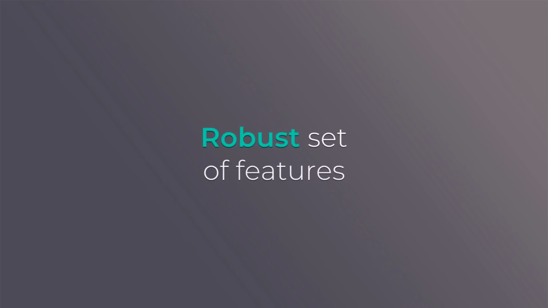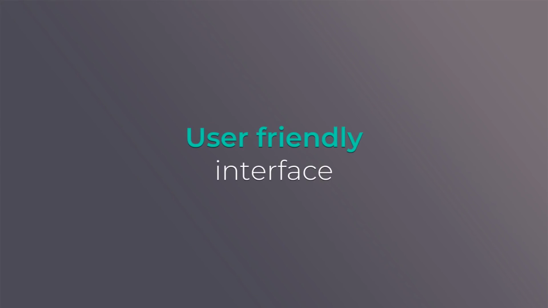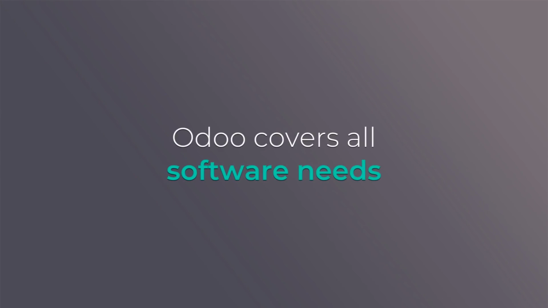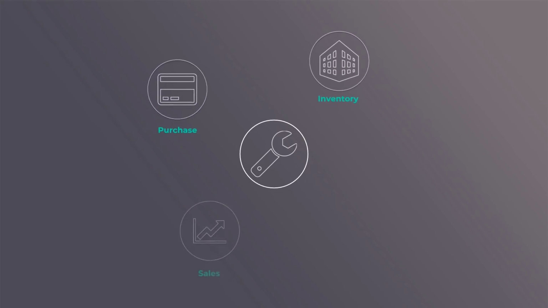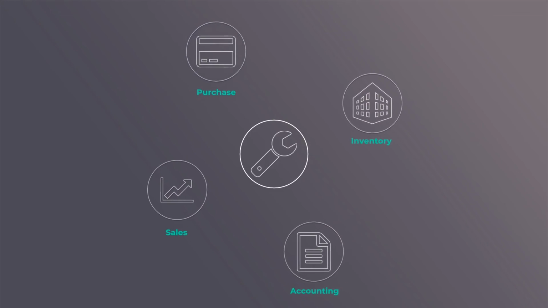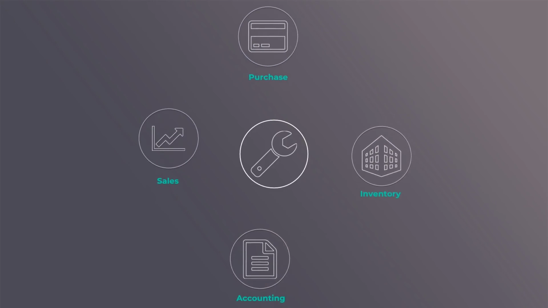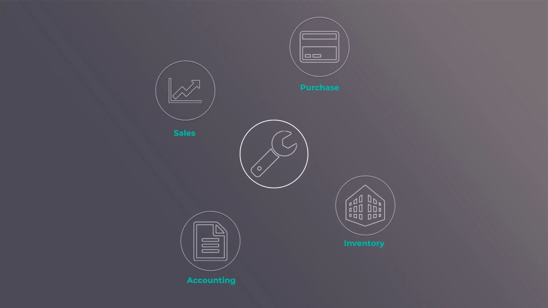With a robust set of features that work out of the box and a user-friendly interface, Odoo aims to cover every software need of your manufacturing organization. Since Odoo Manufacturing is fully integrated with all Odoo apps such as inventory, purchase, and sales, you can keep everyone in your supply chain on the same page.